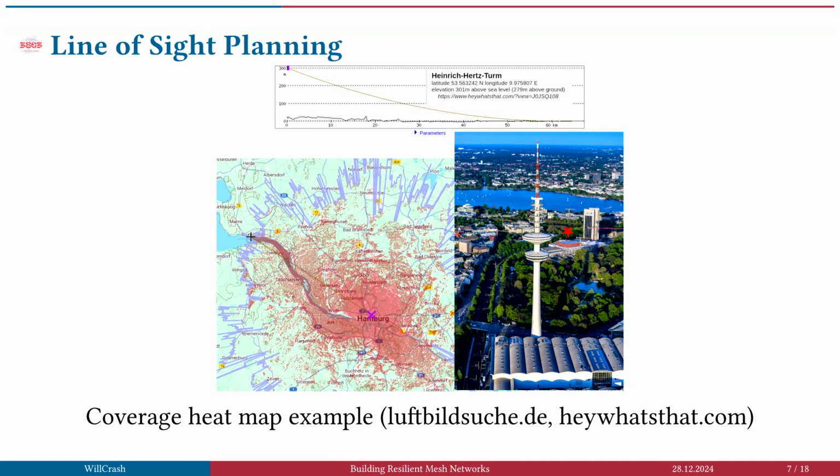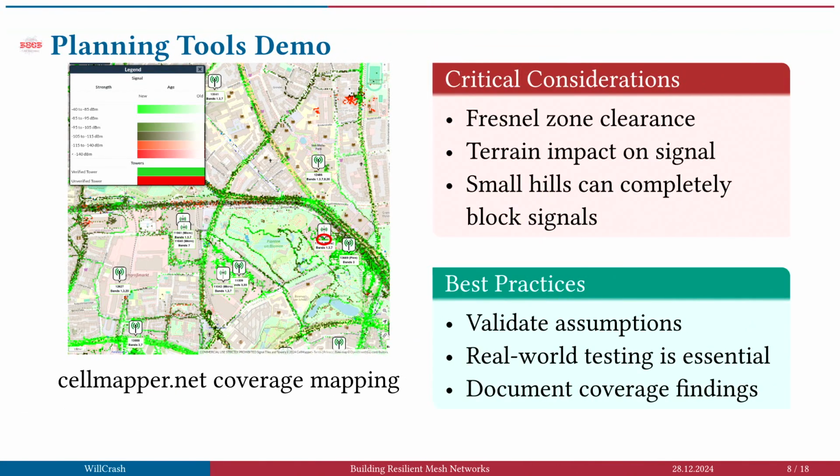But that's theory. In practice, you can do coverage mapping, which means you have at least 2 nodes, you know the positions, and you start wandering around. And every few seconds, you note how good the signal is, as well as how fast the network is, how many peers there are. And based on that, you can then start planning.